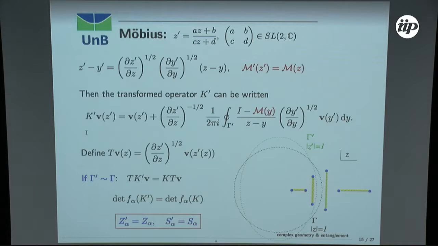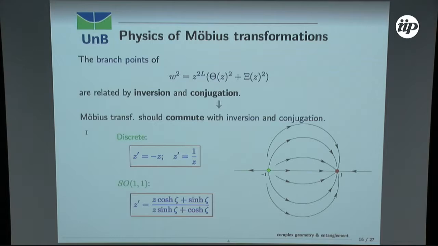So, moreover, we have this SL2C Möbius transformation, but because of the symmetries of the Hamiltonian that I start with, which is invariant under inversion and charge conjugation, I have to force that structure to be preserved. Then I don't have the full Möbius transformation, but some subgroup of it, which are discrete transformations: the inversion, conjugation and reversion, parity, and this SO(1,1) transformation.